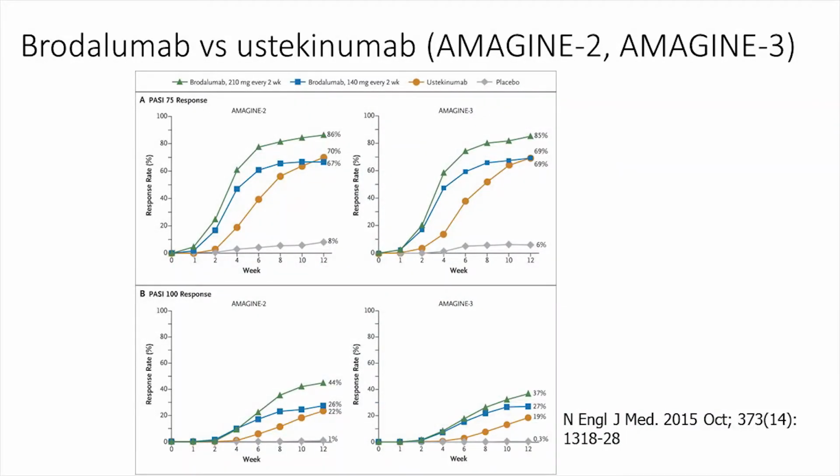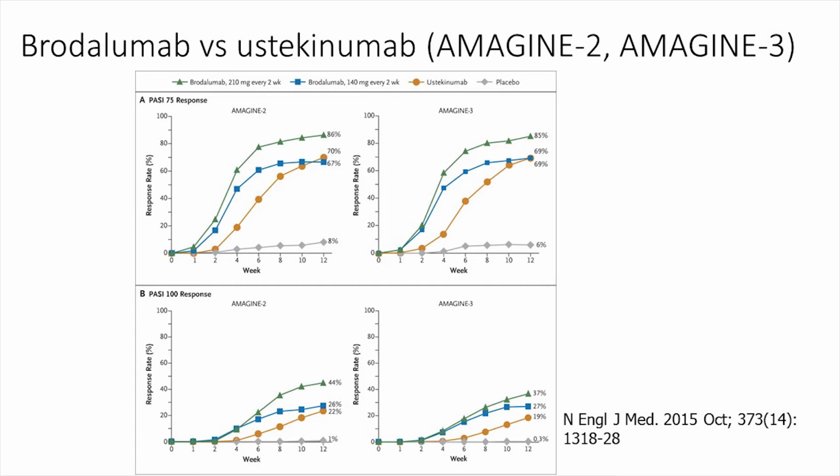Again, here's our Ustekinumab comparator study. So this is Brodalumab versus Ustekinumab. There were two studies, Imagine 2 and Imagine 3, and we could see PASI 75 responses here and then PASI 100 responses here. The two studies showed extremely similar results here. The green is Brodalumab at the approved dose of 210 milligrams, and the blue is a lower dose of 140, and then the yellow or mustard color is Ustekinumab at its weight-based dosing.